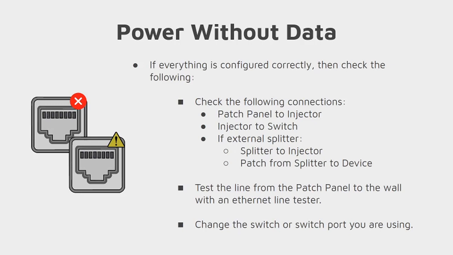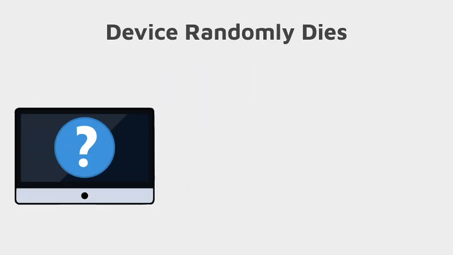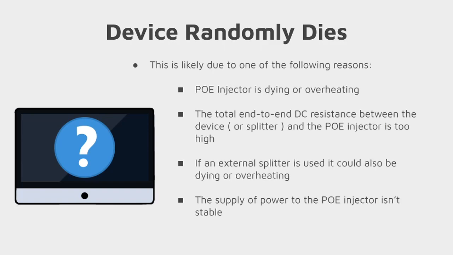So next, let's look at probably the most difficult issue to get to the bottom of, and that's going to be a device that randomly dies or randomly reboots. It's likely going to be one of the following issues, but again, it's kind of difficult. It could be a dying POE injector or a dying external splitter. Maybe they're overheating.